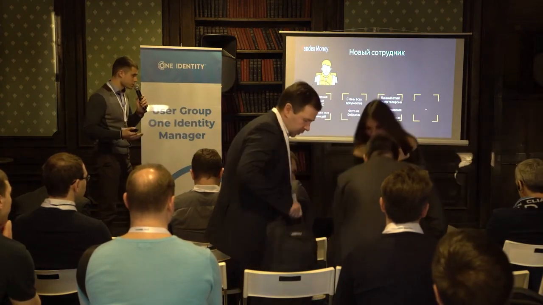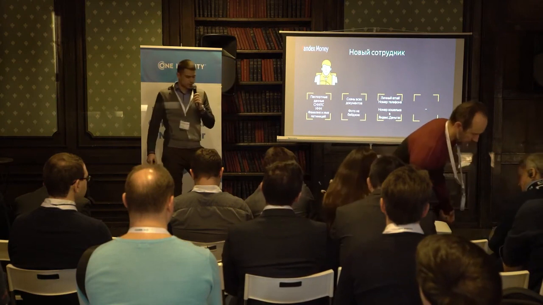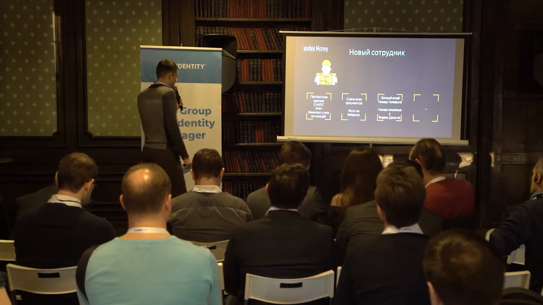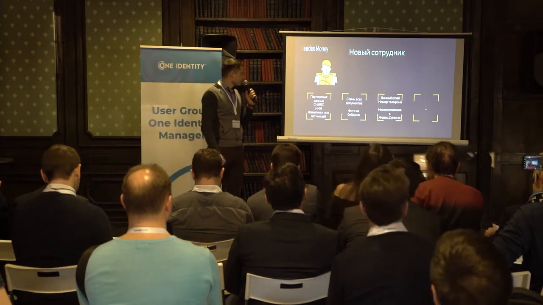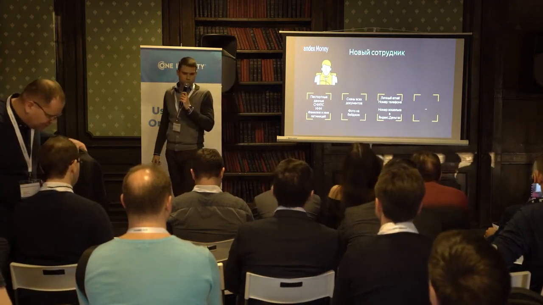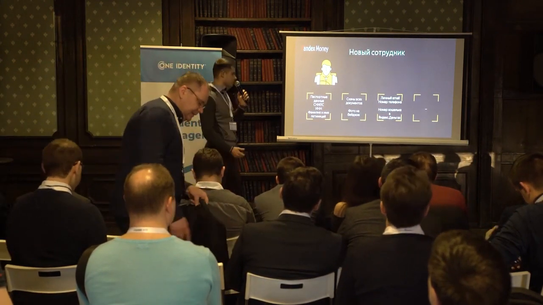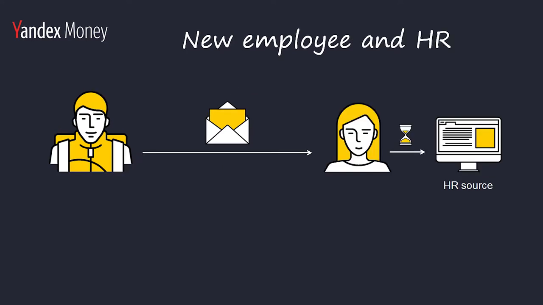So what is the new guy for us? Cynically speaking, we need some credentials for documenting. This is the national ID, the taxpayer identifier, the pension fund identifier. We also ask for the name and surname in Latin, so we need the scans of documents, a photo for the badge, also the email, mobile phone, Yandex.Money wallet, and so on. So the guy collected all those documents, opened his personal email, attached the documents, and sent them to the HR.